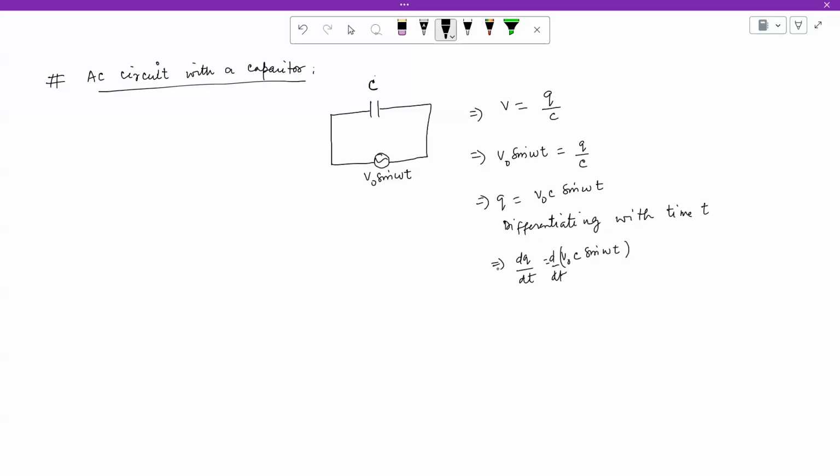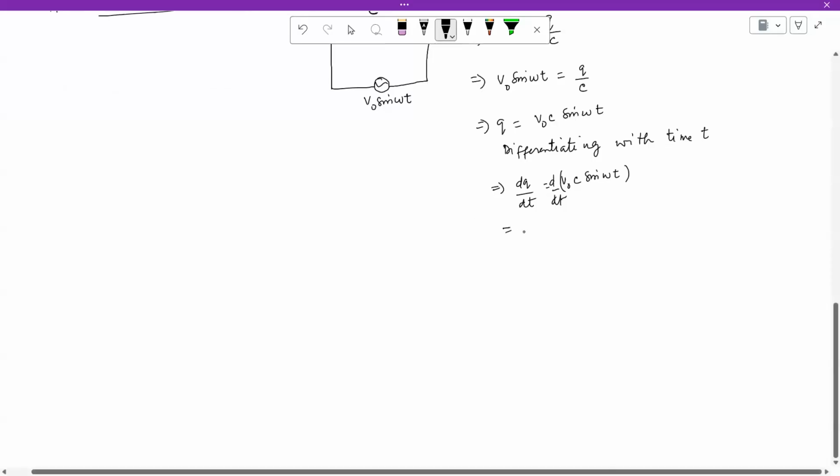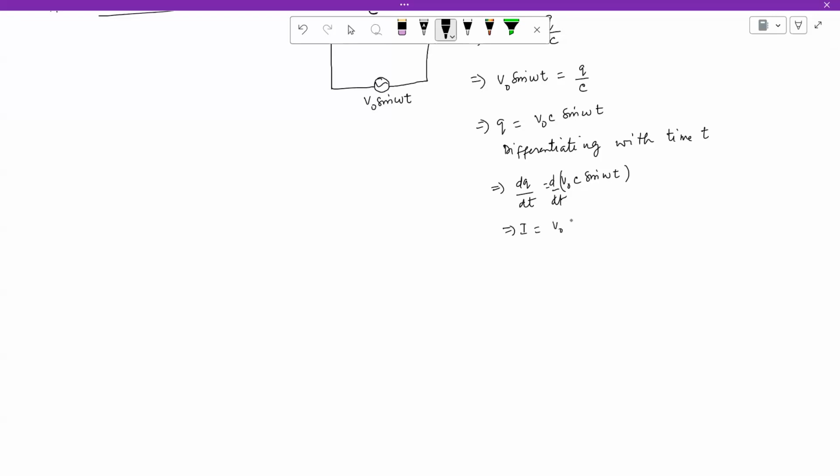So this is I, and V naught C is taken outside, and we have d by dt of sine omega t. So this would be how much? This would be V naught C and cos omega t, and then chain rule, d omega. Okay. So this is V naught omega C and cos omega t.